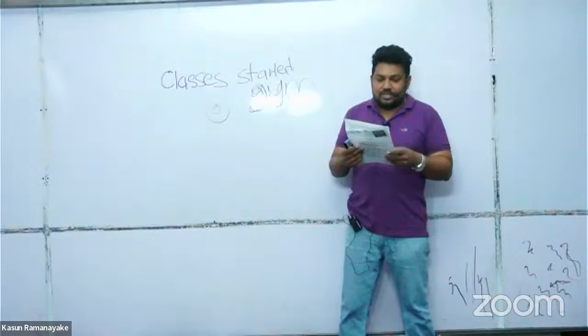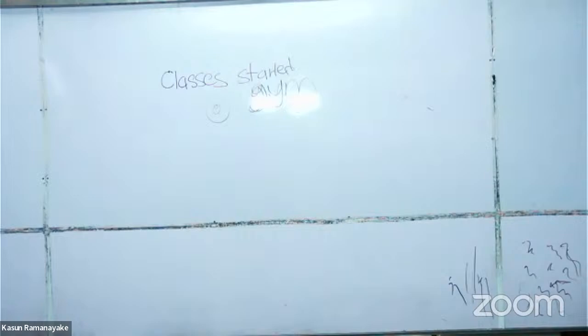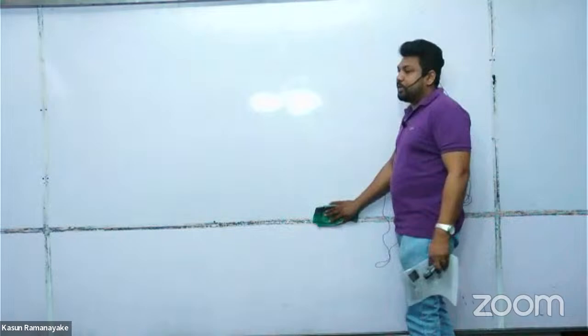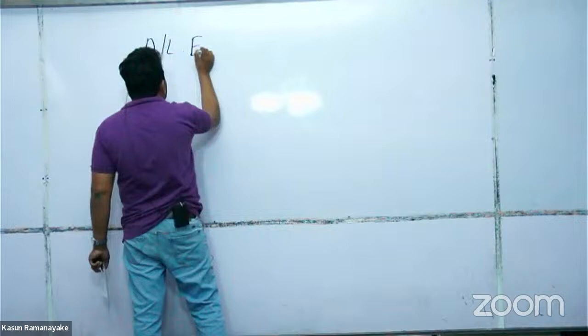Fine. So we will see paper one. First of all, we look at the economics paper, the advanced level econ paper. We have to do all these things as a practice for the advanced level economics paper. So this is your A level economics paper.